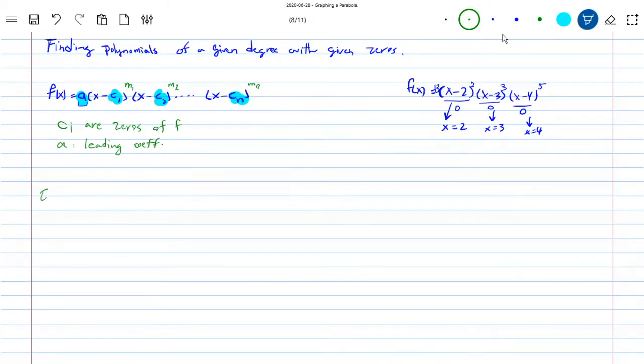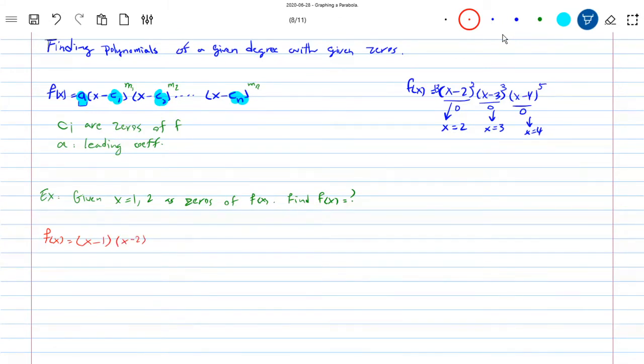Okay, so for example, given x equal to 1 and 2 as zeros of the polynomial f of x, can you find f of x? Okay, the answer is very simple. You can say f of x equals x minus 1 times x minus 2.